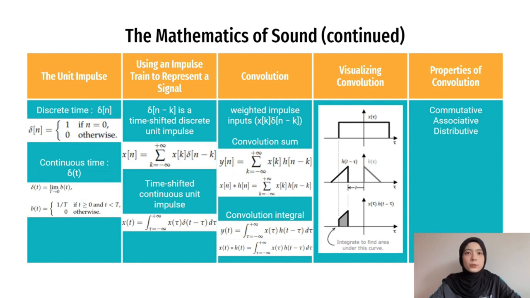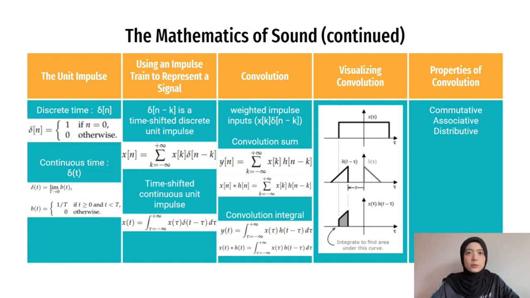This is the formula for the time-shifted discrete unit impulse, and this is the formula for the time-shifted continuous unit impulse. This is the default value for the convolution. We have two types of convolution, which are convolution sum and convolution integral. These two equations give a way to calculate LTI systems. In continuous time, everything works the same as discrete time, but the only difference is the summation becomes an integral and needs to include the differential. Visualizing convolution.